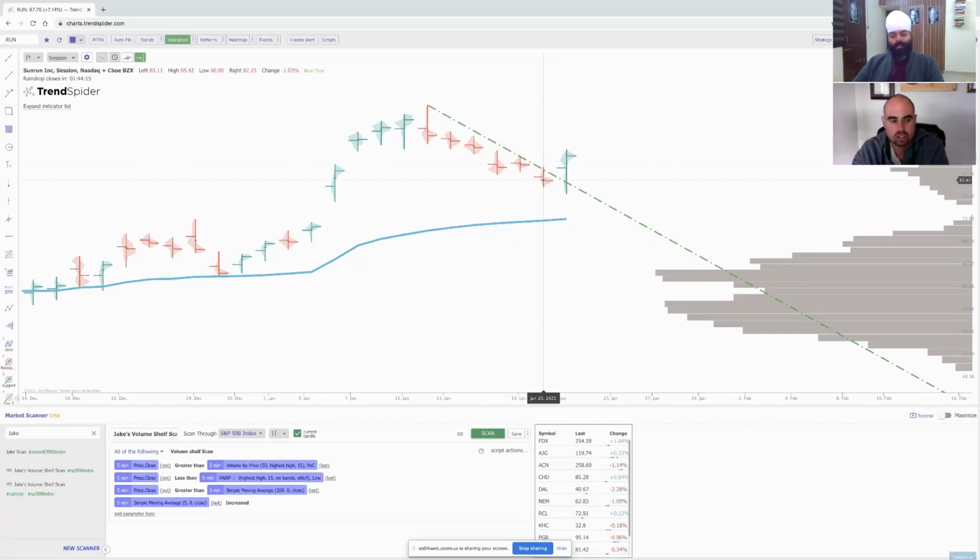Any other questions? I hopefully this explanation helps you understand the volume shelf a little better, how I use raindrops with the volume shelf, and how you can use Jake's volume scan on TrendSpider to find some of these plays for yourself.